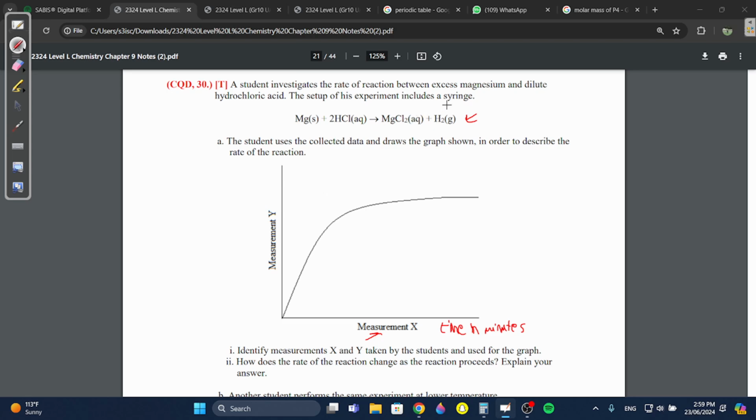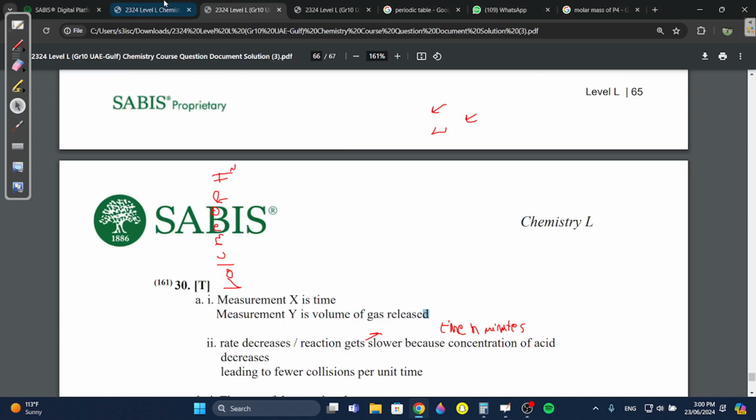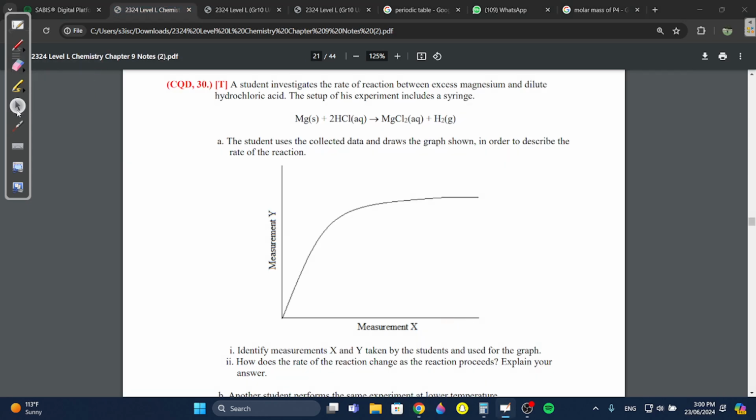We measure something from the reaction. In this case, what's the best way? It's always best to measure the gas. So here we could say measure the volume of the gas, and the volume is the volume of what gas? Sorry, it's the volume of hydrogen. Okay, so the volume of H2. It's the volume of the gas released. You could say hydrogen gas, you could say gas, whatever, still the same.